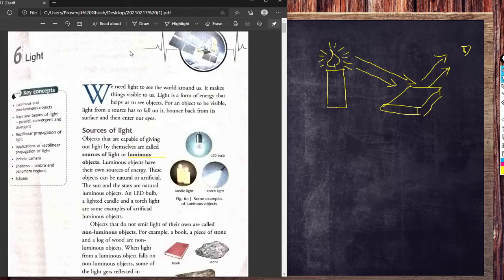Those objects which produce light by themselves are known as luminous objects, and those which don't produce light by themselves are known as non-luminous objects. So this is the very basic difference between them.